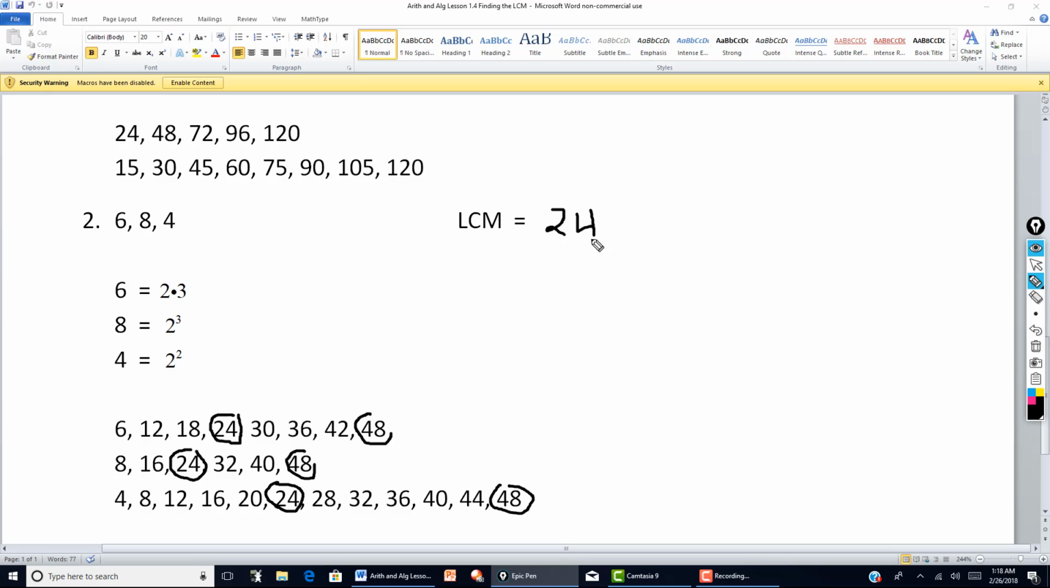That concludes this video. In the next video, we'll look at addition and subtraction of fractions, and we'll be using this procedure again in finding the least common multiple. In that particular case, we're going to call it the lowest common denominator, or LCD.